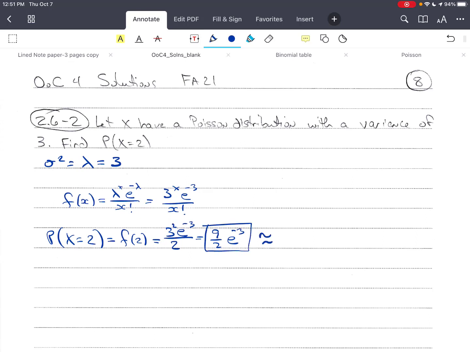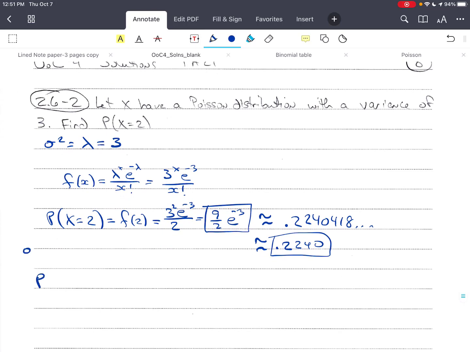And so I have 9 times second e to the negative 3, close those parentheses, divided by 2 gives me 0.224041, etc., which is 0.2240. Now another way we could do this is use the Poisson table.